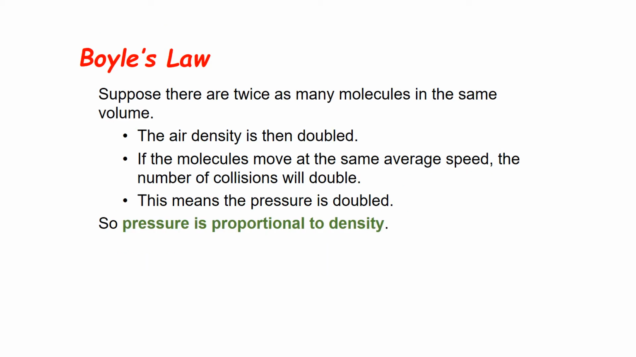Let us suppose there are twice as many molecules in the same volume. The air density will then be doubled. If the molecules move at the same average speed, the number of collisions will be doubled also. This means the pressure is doubled. So our conclusion is that the pressure is proportional to the density.